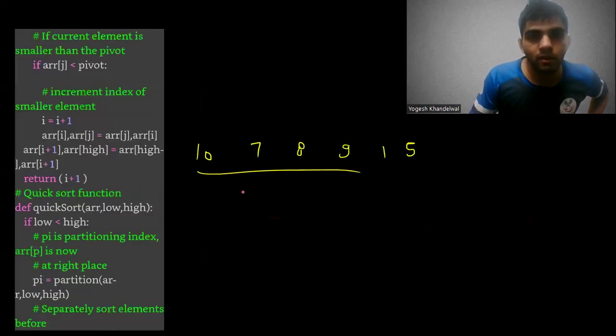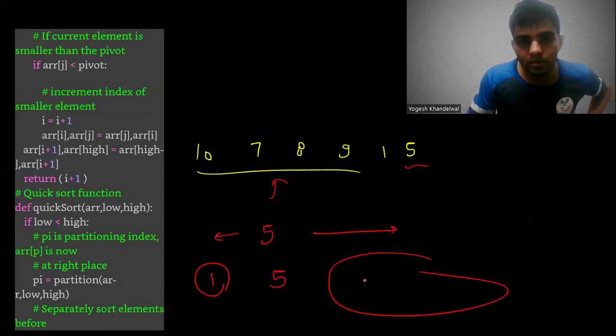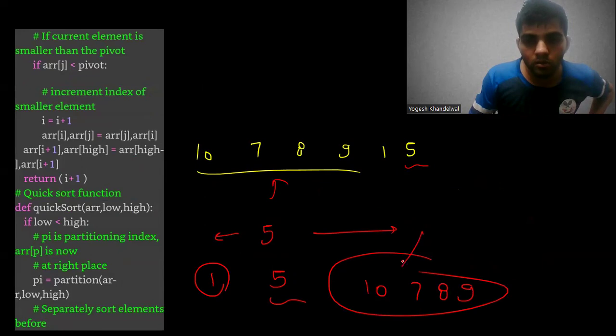So if I choose pivot 5, like the last element of the array, then all the elements on the left would be smaller and all on the right will be larger. Here 1 is here, and 10, 7, 8, 9 is here, and 5 is here. So all on the right are large and all on the left are small. If you sort this array, the final result will come like this.